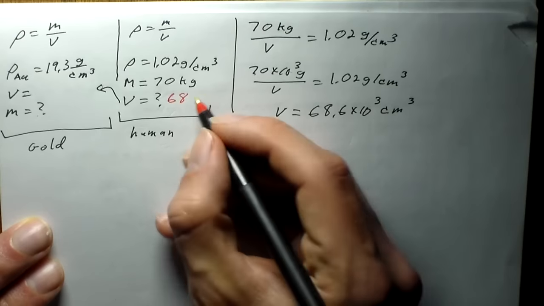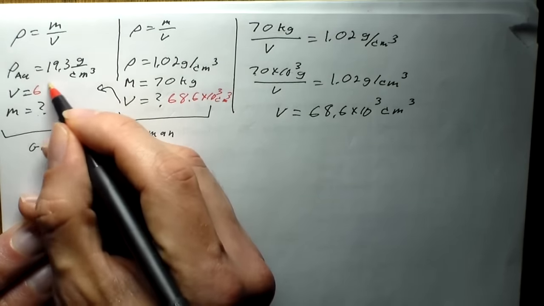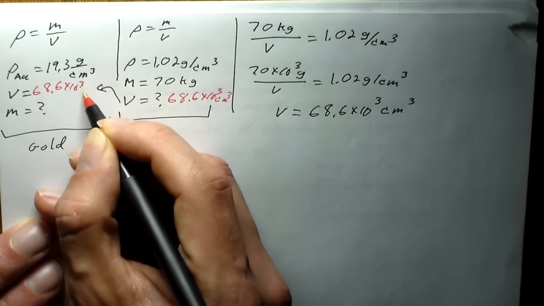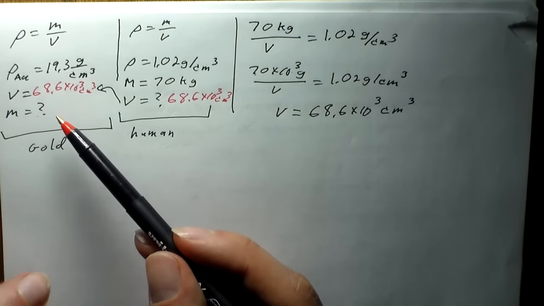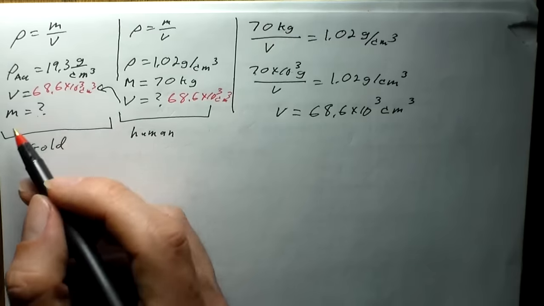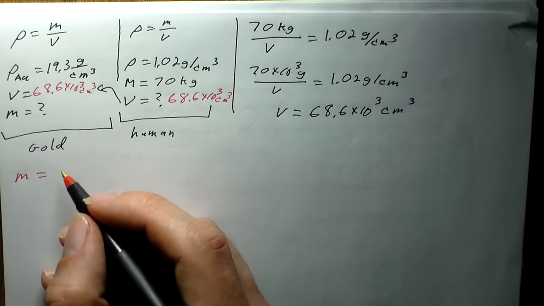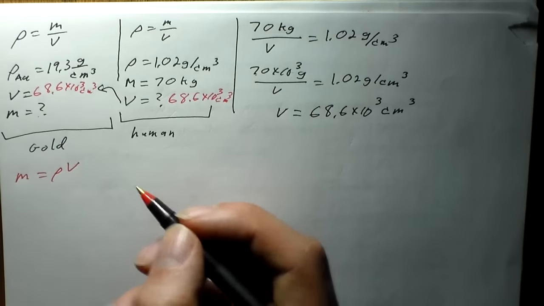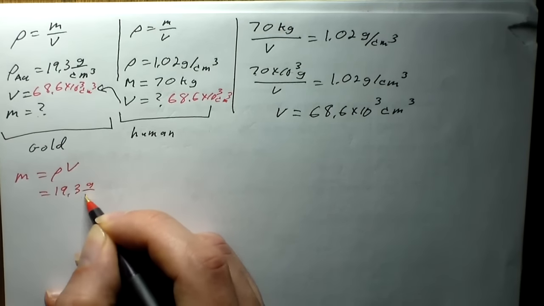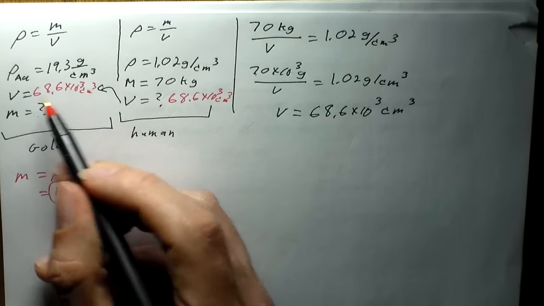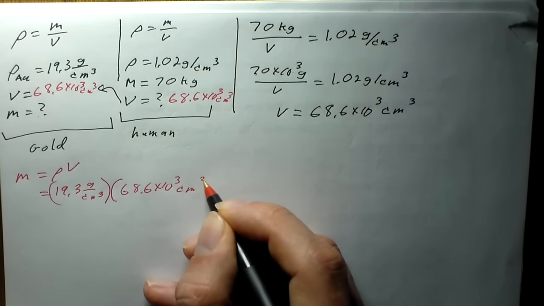So that's 68.6 times 10 to the third cubic centimeters, which is the same here. Now that I know my volume, I can very easily solve for my mass. Just doing this one down here, my mass is going to be equal to my density times my volume. So this is going to be equal to 19.3 grams per cubic centimeter times my volume, 68.6 times 10 to the third cubic centimeters.